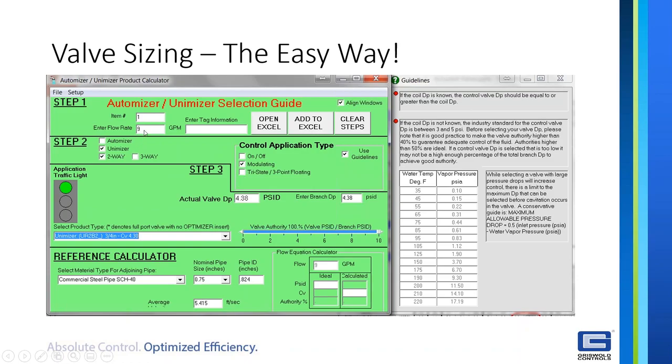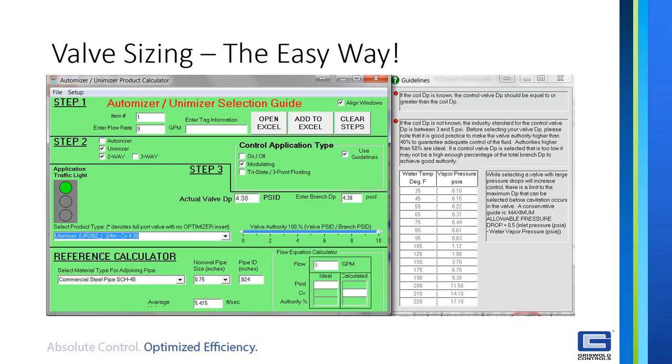You enter in the flow rate. You pick that it's a Unimizer 2-way, and then you put modulating. If you had picked the tri-state one, it would have said, okay, it's tri-state, but is it modulating or on-off? And then we have the stoplights that give you, as you pick the valve in step 3, a red light, a green light, or a yellow light, and give you advice. Pick a higher CV, pick a lower CV.